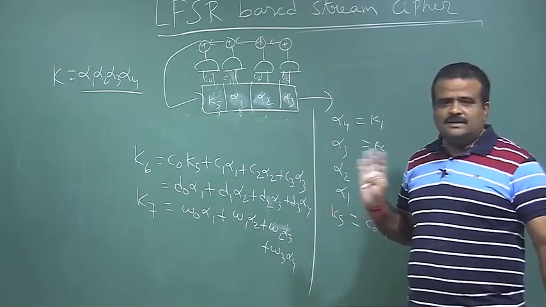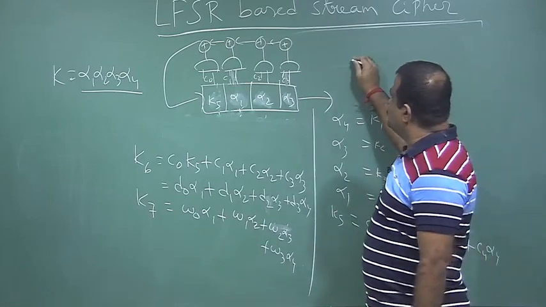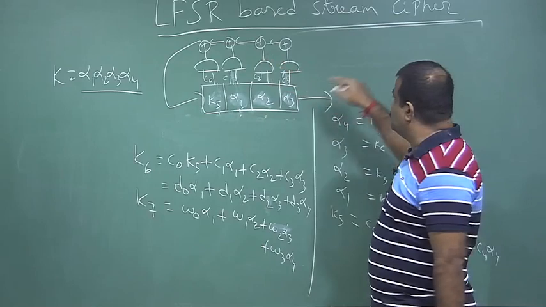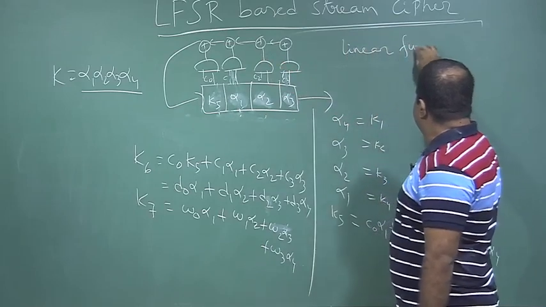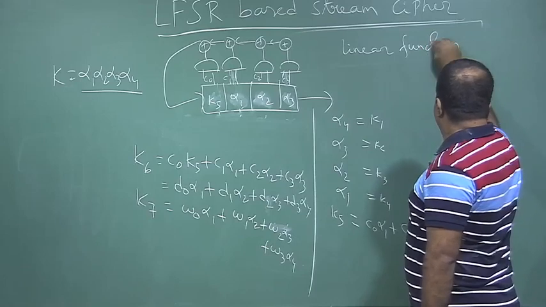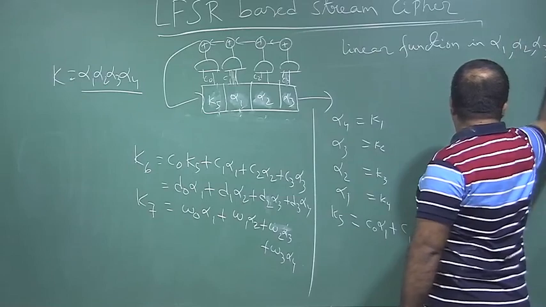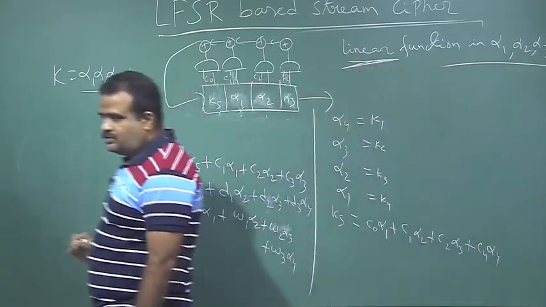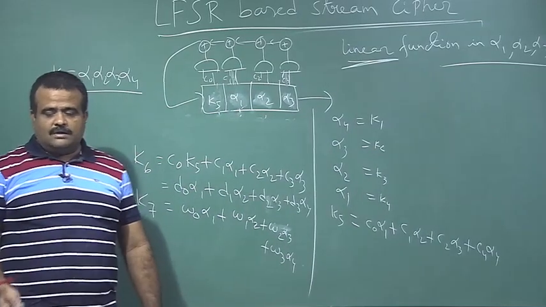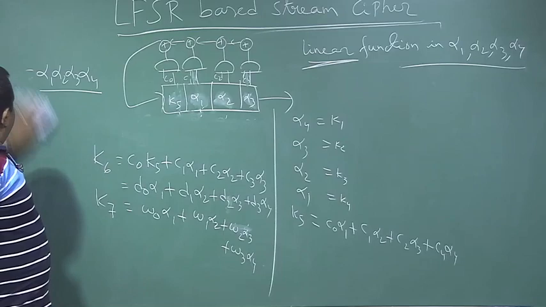So, this linearity has some problem. This is a linear function. LFSR is, that is why it is called linear feedback shift register. So, it is a linear function in alpha 1, alpha 2, alpha 3, alpha 4. This has some problem with attacks like algebraic attack. So, we will talk about those later on.